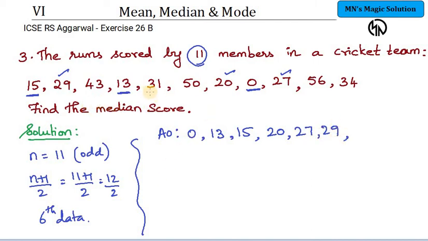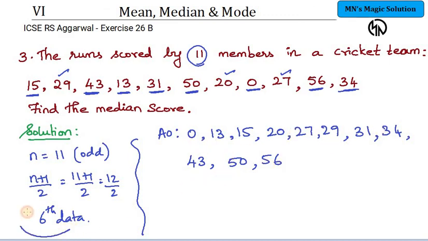30s, how many numbers you have? 31 and 34. So I'll write 31, 34. Again in 40s. We have 43. There is no other 40s. So we will write 43. Then 50s. We have 50 and 56. So 50, 56. Let's check for the number of data. 1, 2, 3, 4, 5, 6, 7, 8, 9, 10, 11. So we have got all the 11 data.